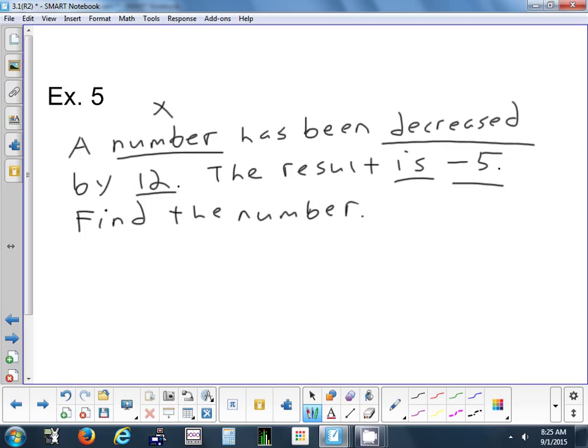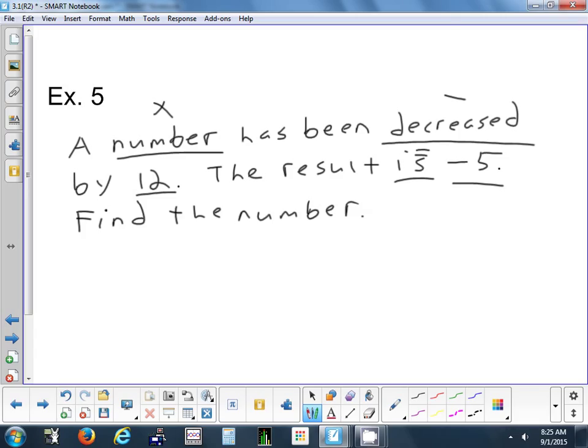How about decreased? I think someone already said that. Was it Gage or Gabe? It was me. What did you say? Subtraction. That's subtraction. Okay, 12. It's just 12. There's not much there. And then is. Somebody over here said what is means. Sam said it? Yeah, is means equals, and then negative 5 stays the same.